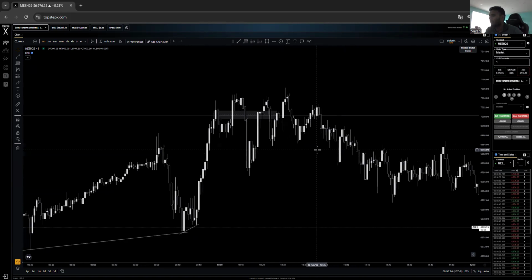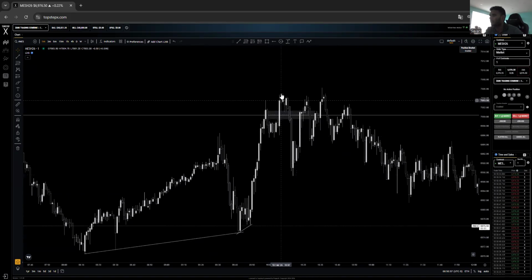So I waited. It drops lower, boom, sweeps the first leg. We got this inversion, we got the change in the state here, pull back to the fair value gap holding.